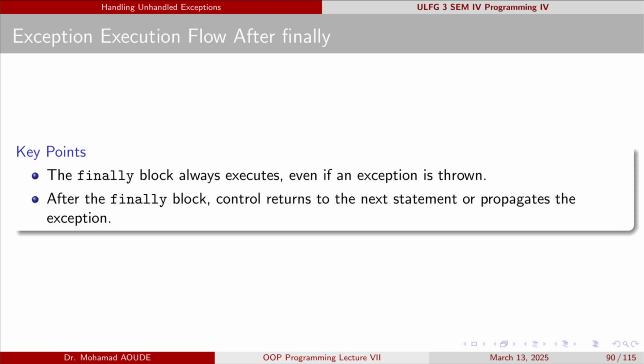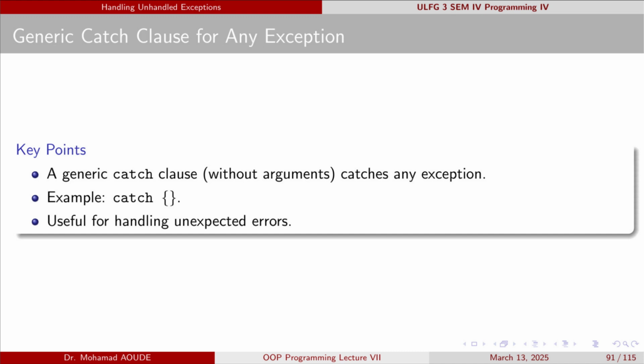Let's reinforce this. The finally block always runs. After that, control either returns to the next statement or the exception continues upward, depending on whether it was caught. You can use a generic catch block to handle any exception without needing to name it. This can be useful in highly generic handlers, but it's generally better to catch specific exceptions for clarity and control.